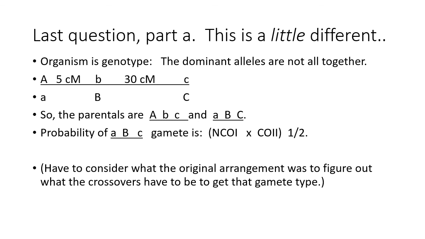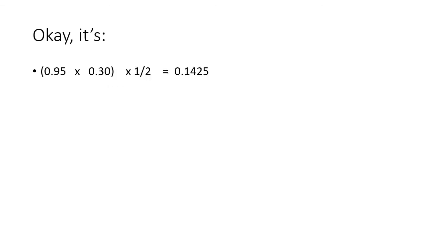So we're asked what the probability is of a little a, big B, little c gamete, and so we have to know where that would come from. So that comes from a non-crossover between A and B, because those are both one of the parentals from that, but there is a crossover between B and C. So we have to calculate that as a non-crossover between A and B, and yes crossover between B and C, times a half, because we're only looking for one of the progeny classes, not both of them. Okay, so that gives me 0.95 times 0.3 times a half, which equals 0.1425.